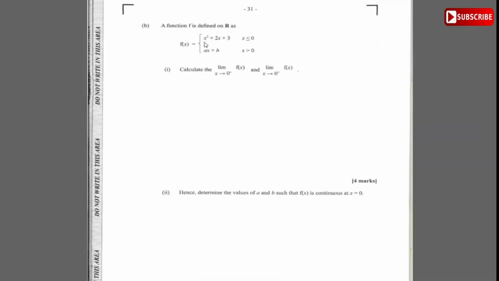So, part B, it says a function f is defined on real numbers, and it says calculate the limit from the left-hand side and the limit from the right-hand side. The limit from the left-hand side you just plug in right here. So the limit as x approaches 0 from the left-hand side of f of x will be equal to, plugging in 0 in here, we get 0 plus 0 plus 3. And so the limit from the left-hand side is 3.